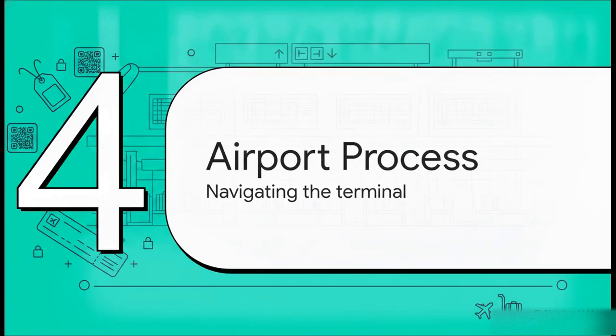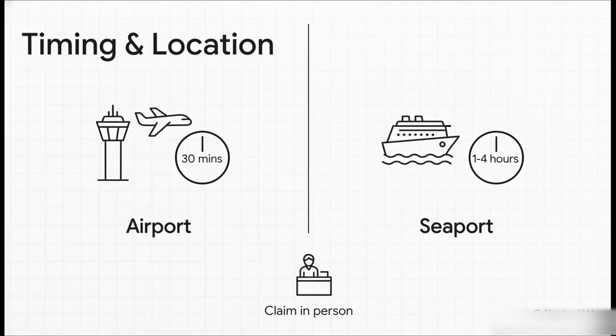Section 4. Airport process and restrictions. Navigating the departure terminal. When it comes to the TRS, timing is literally everything. If you're at an airport, you have to claim at least 30 minutes before your flight's scheduled departure. If you're leaving via seaport, you've got a window of 1 to 4 hours prior to departure. Also, keep in mind, domestic airports, completely ineligible.